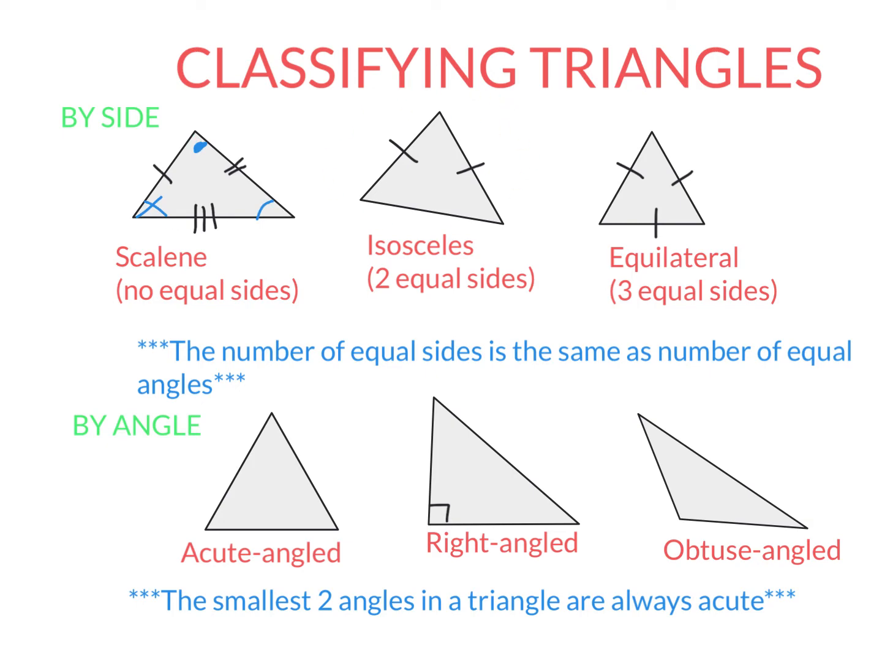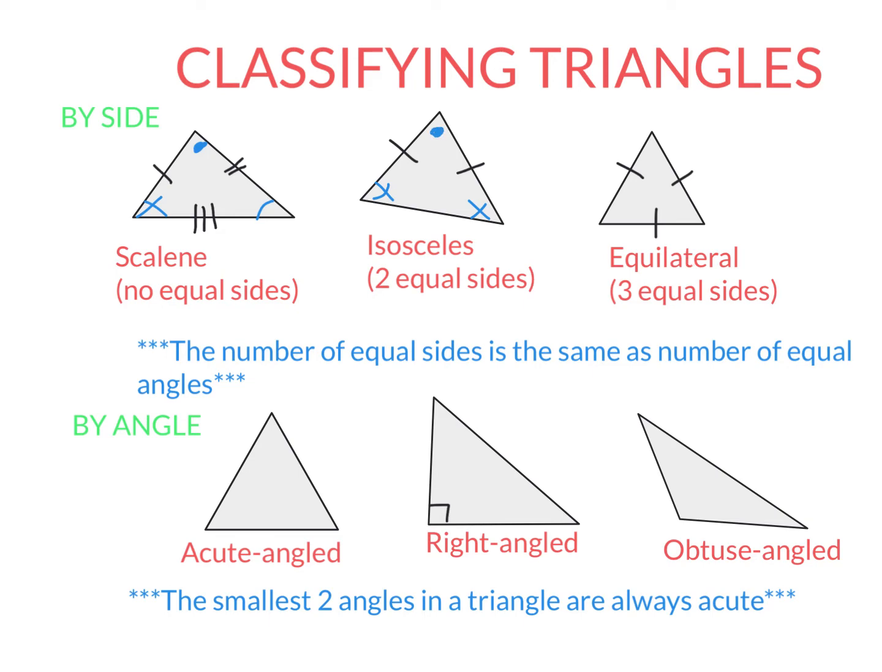So for an isosceles triangle, it has two equal sides. It also has two equal angles. The angles that are equal are what we call the base angles. These two angles are equal where these equal sides meet the non-equal side. And then this third angle here is different. That's why I'm marking it with a different symbol.